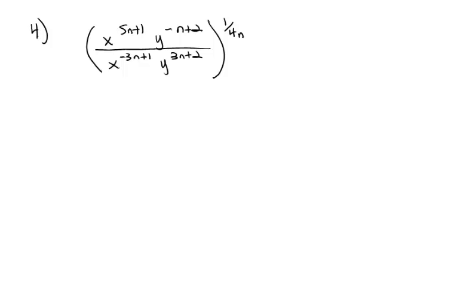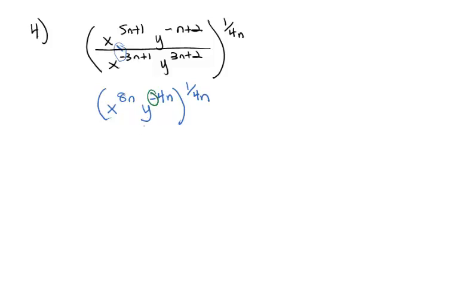Let's start by simplifying our x's. When we do, we're going to subtract the exponents, 5n minus a negative 3n. Be careful there, we're subtracting a negative. 5 minus a negative is the same as saying 5 plus 3, which is 8n. And 1 minus 1 is 0. On the y's, if we start with the negative n and subtract 3n, negative 1 minus 3 is negative 4n. And 2 minus 2 is 0. And then we've got all that to the 1 over 4n.